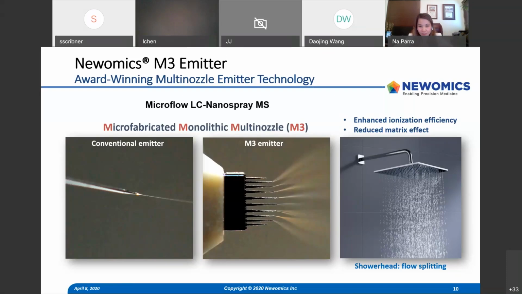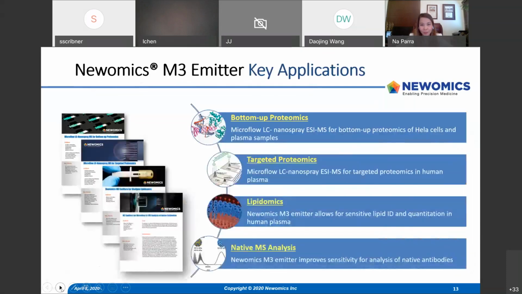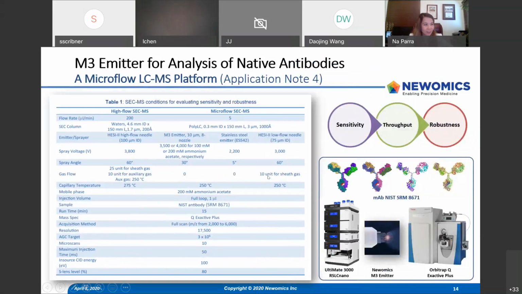Next question. Does the high buffer concentration used for SEC require frequent cleaning of the instrument? This must be relevant to the native MS assay. And how do you clean it if it's found clogged? Right, okay. Very relevant question.